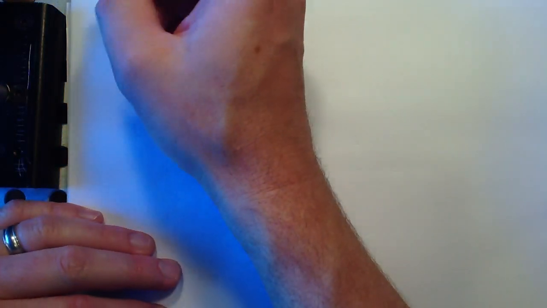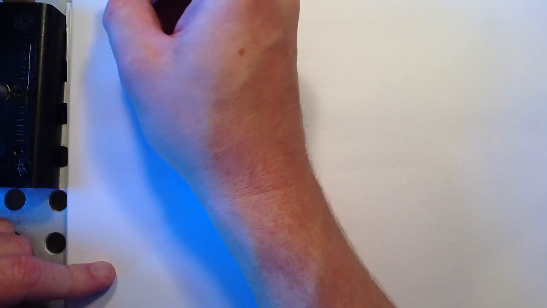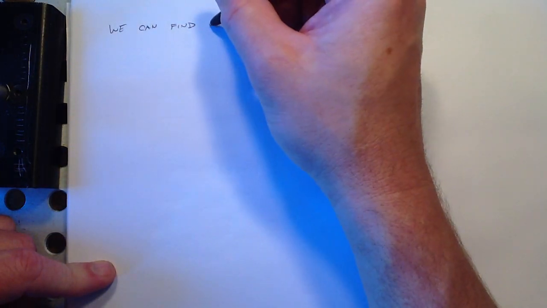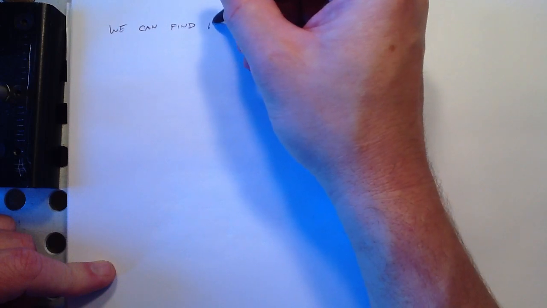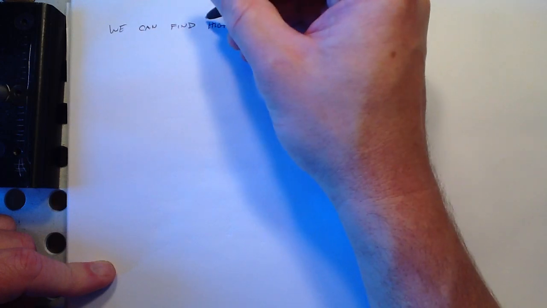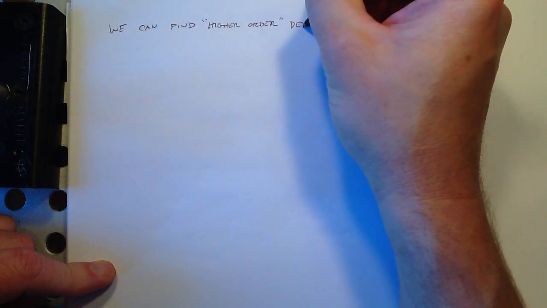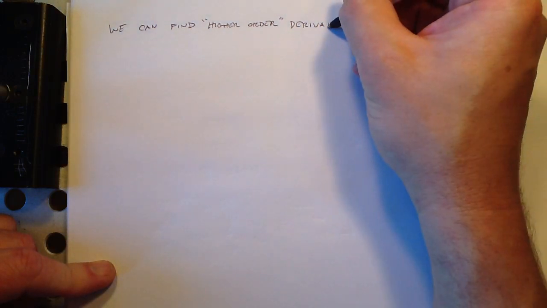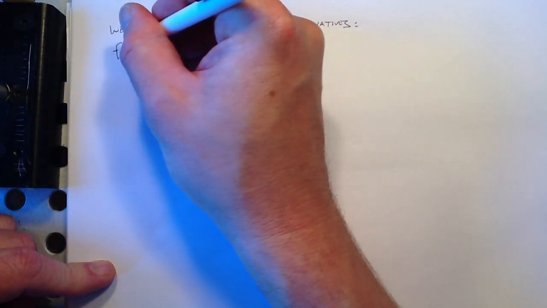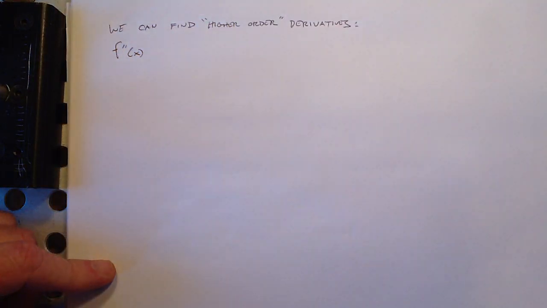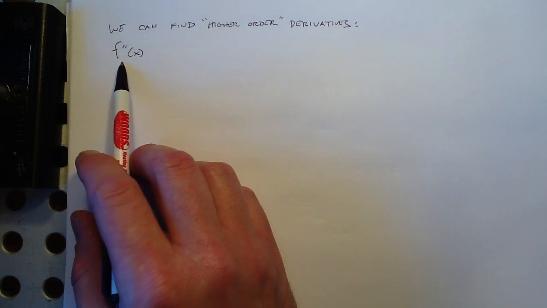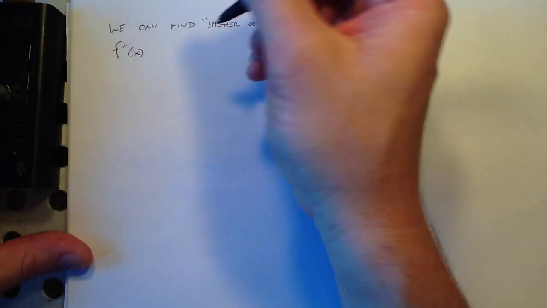A couple other little details here. First of all, we can now find higher order derivatives. That sounds scary, but that's pretty easy to do. So what does this mean? If we write f double prime of x, that's what we call the second derivative. Some people say the double derivative, but the second derivative of x.